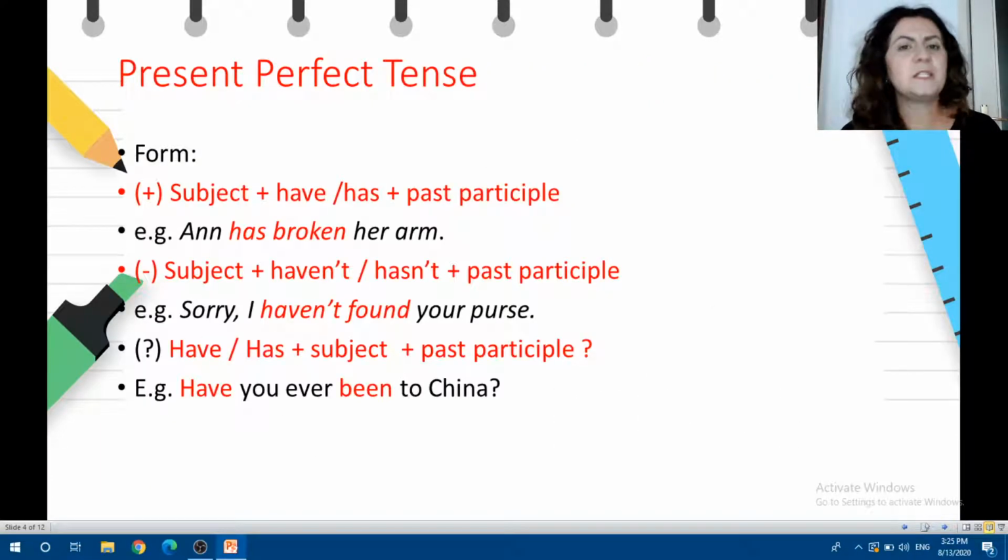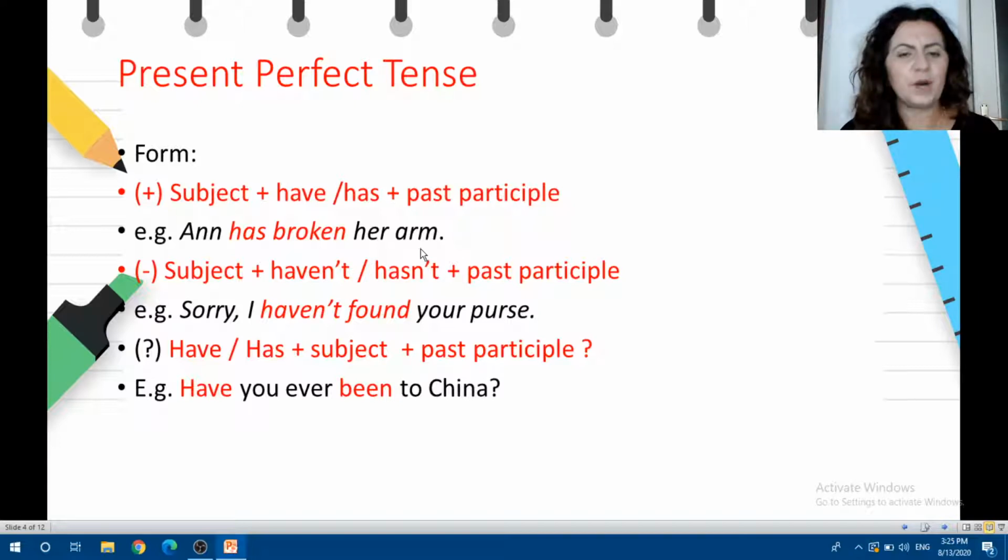For the present perfect tense, for the affirmative form, we need first the subject, then have or has, and then follows the past participle of the verb. Look at this example. Anne has broken her arm.